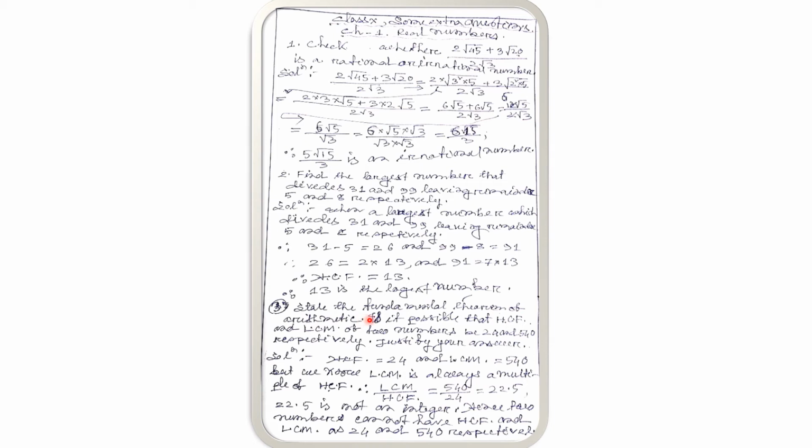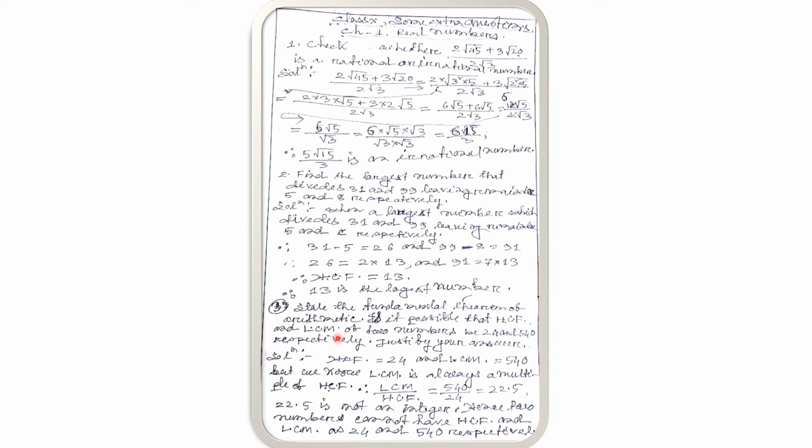State the fundamental theorem of arithmetic. And is it possible that the HCF and LCM of two numbers be 24 and 540 respectively? Justify your answer. It means two numbers are there, and in those two numbers, 24 is the HCF and 540 is the LCM. Is it possible? You have to check it. Is it possible or not? Justify your answer.